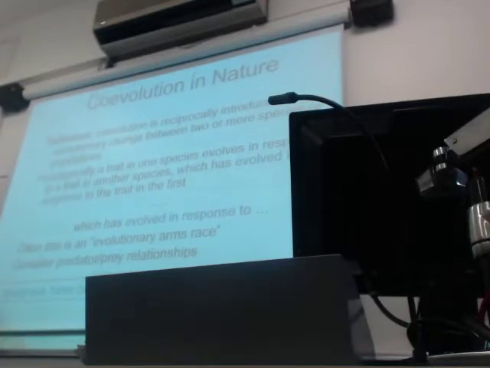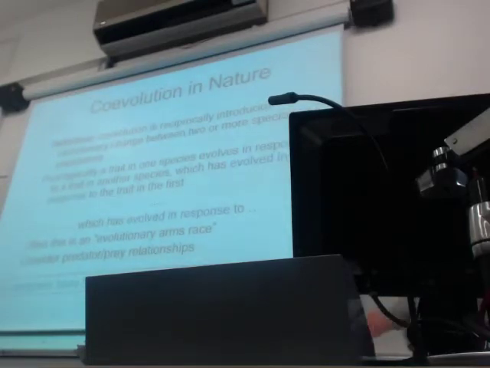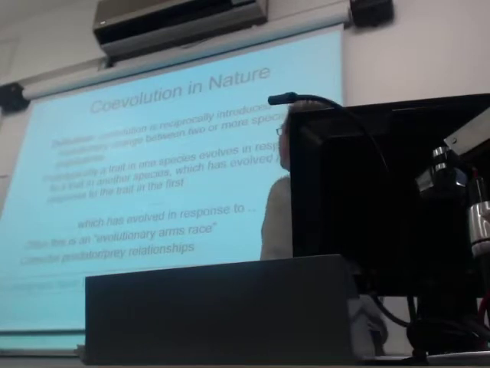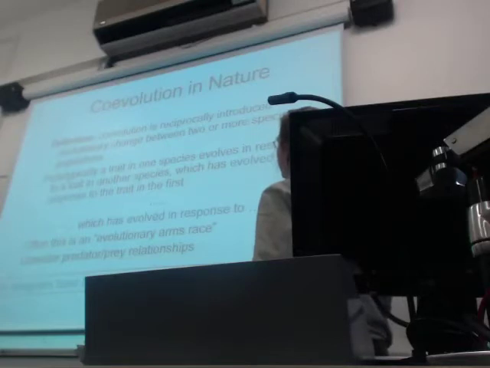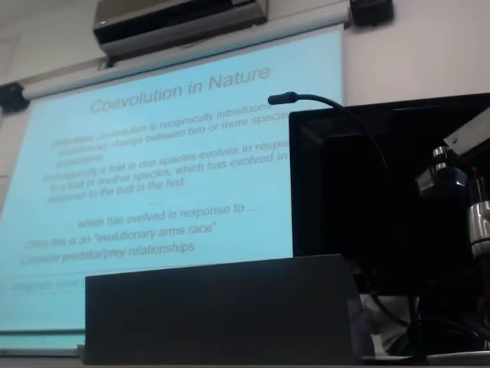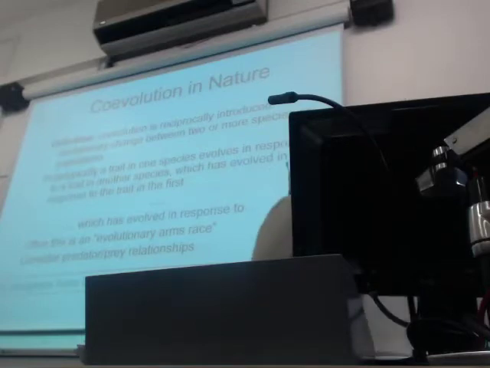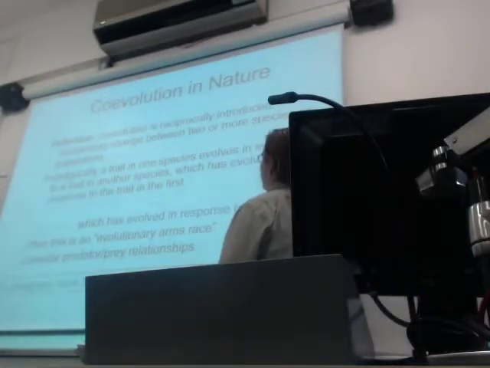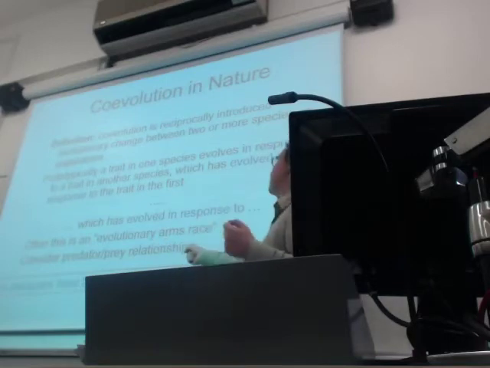I'm not an expert on the natural world in any sense, so I'm not going to overwhelmingly try to talk about coevolution in nature, but often coevolution in nature is defined in the following way. Reciprocally induced change between two or more species or populations. The prototypical example is some sort of arms race between species. So one trait in one species evolved in response to another trait in another species, which was evolved in response to the first trait, and so forth.